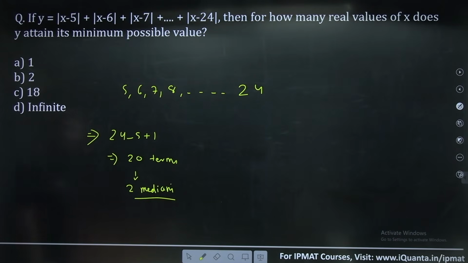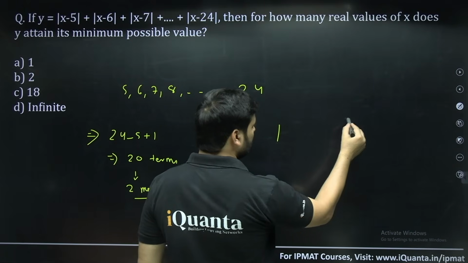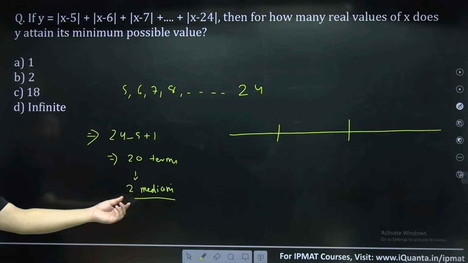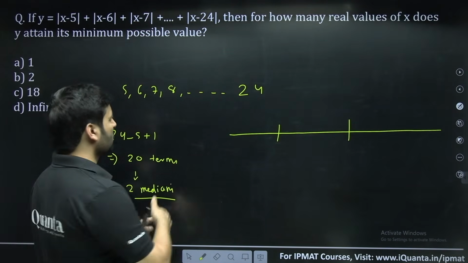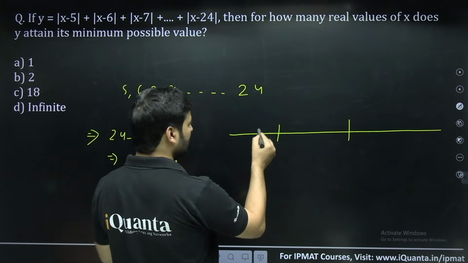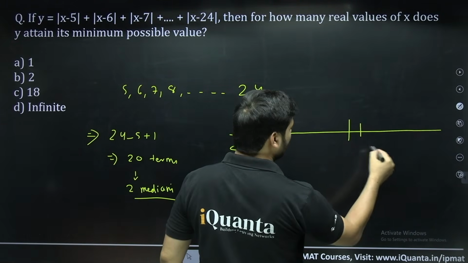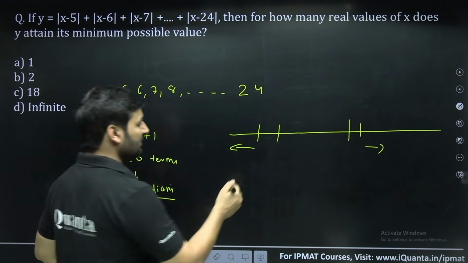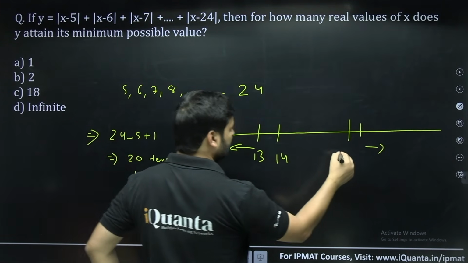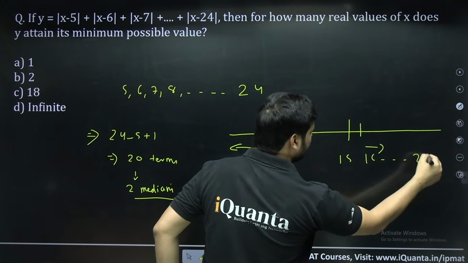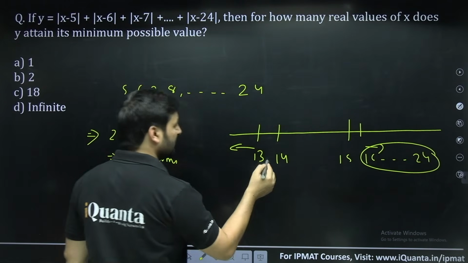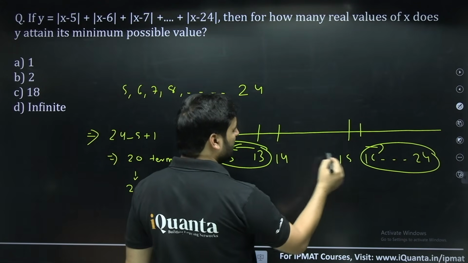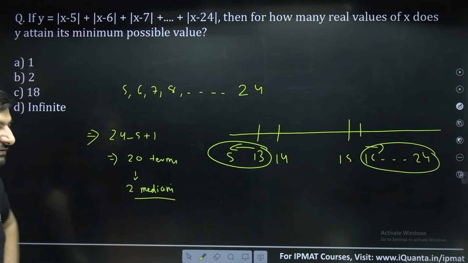So always remember there will be 2 medians. Let me explain it like this. There are 20 terms, so you take 9 values towards this side and 9 values towards the other side. Start from 5: 5, 6, 7, 8, 9, 10, 11, 12, 13. Then 14, 15, 16, and 16 to 24 will have 9 critical points here. Starting with 5, 5 to 13 will have 9 critical points here. And exactly in between, we'll have 2 critical points, 14 and 15.